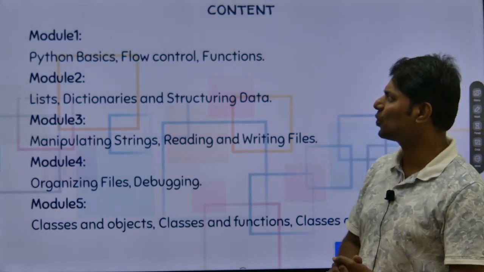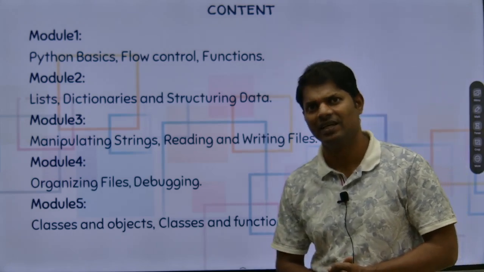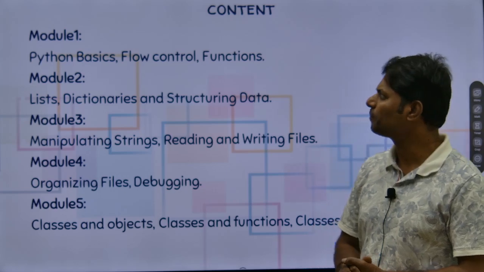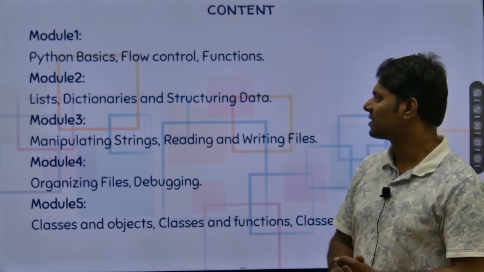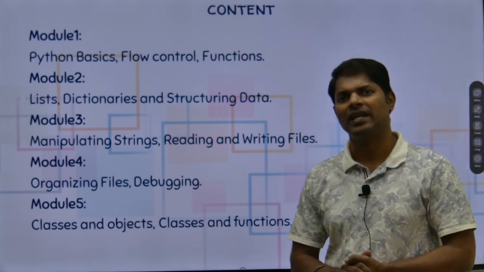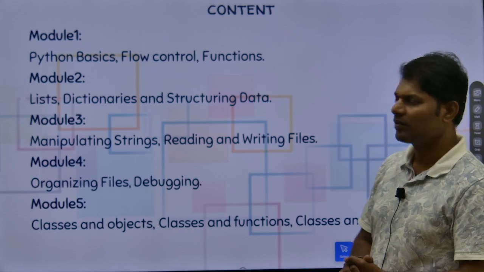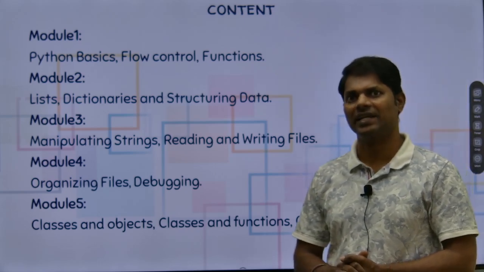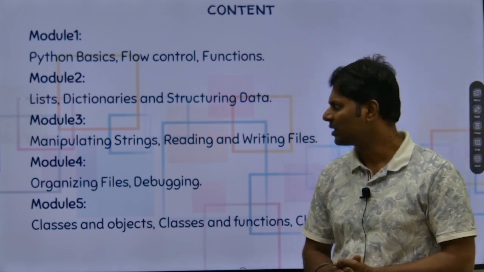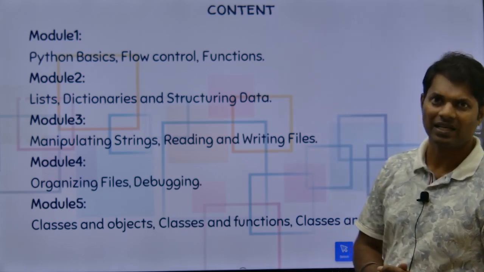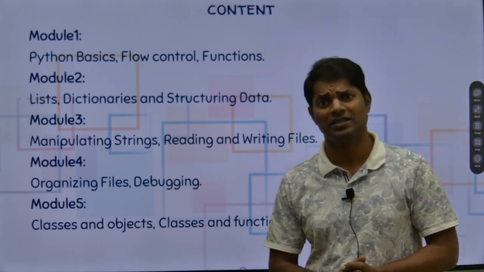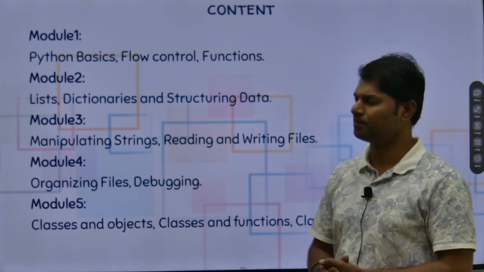In module number 2, list, dictionary, tuple data structures are covered. In module number 3, string manipulations, file handling operations are covered. In module number 4, file organizations and debugging concepts are covered. In module number 5, class, object, functions, method, these concepts are covered.